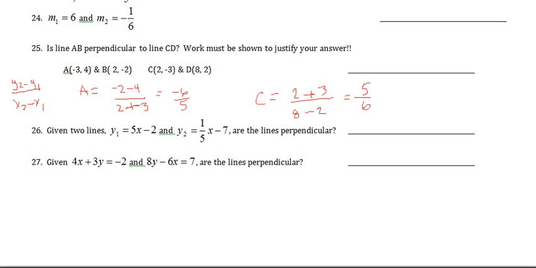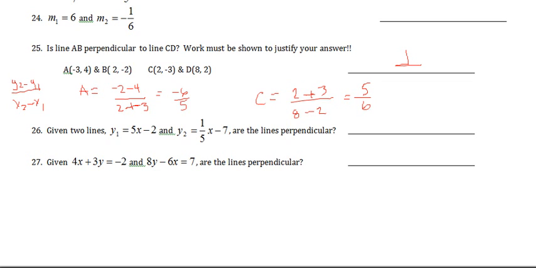And if I'm looking, this is negative 6 over 5, this is positive 5 over 6. That one's a negative, that's a positive. It looks like we flipped it over. We say yes, these are perpendicular that you have right there because they have the opposite reciprocal.